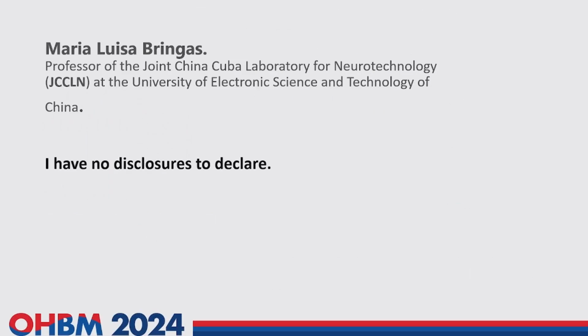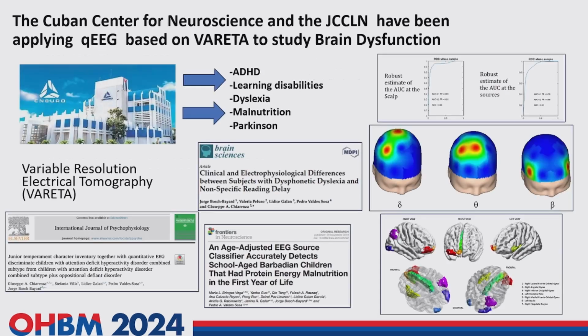I don't have any disclosures to declare, and we want to start by mentioning that in the 1990s, our group has been applying quantitative EEG to study brain dysfunction using variable resolution electrical tomography, VARETA, as explained by Pedro. In the slide, you can see some of the papers we have published on the topic.